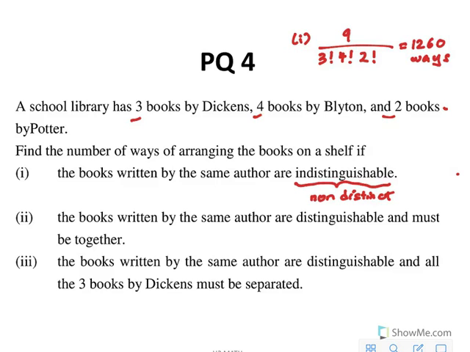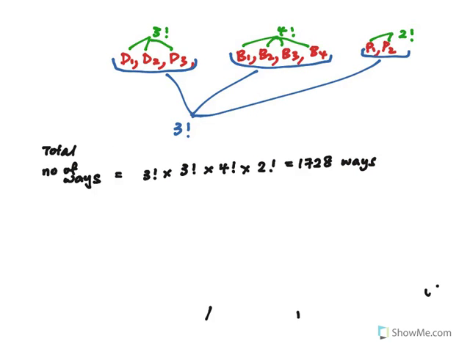Next up, the books written by the same author are distinguishable, and all 3 books by Dickens must be separated. So this becomes like a slotting problem. If we think about it, there are a total of 9 books. Taking away the 3 Dickens books, we have 6 other books. So these 6 other books, what we're going to do is arrange them side by side first.